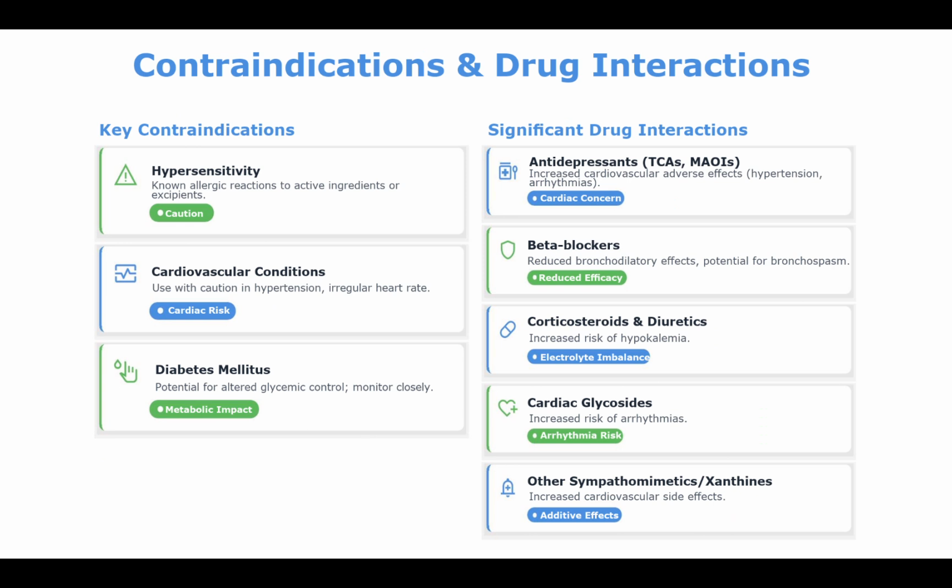Corticosteroids and loop diuretics amplify hypokalemia risk through additive potassium shifts. Cardiac glycosides like digoxin heighten arrhythmia potential via electrolyte imbalances. Other sympathomimetics or xanthines compound cardiovascular stimulation. In hyperkalemia, avoid it with digoxin toxicity.